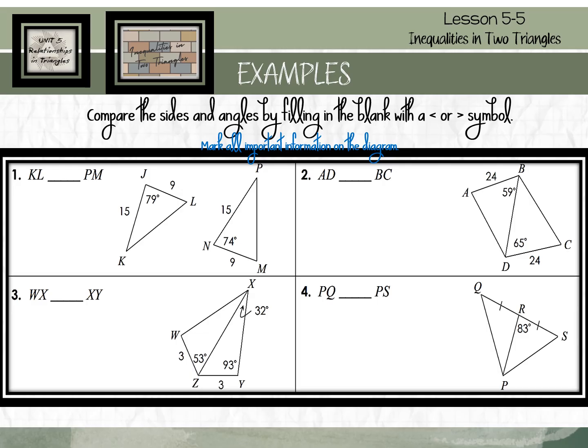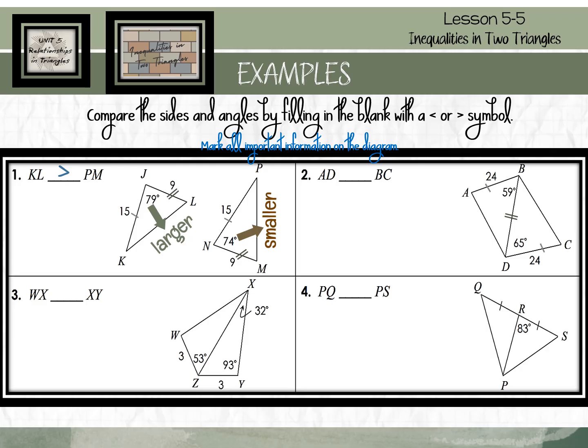Let's use this. We need two pairs of congruent sides. So we have 9's congruent and 15's congruent. We have the angles in between those. 79 is larger than 74, so the side opposite is larger than the one opposite the 74-degree angle. So there we go. Length of segment KL is greater than length of segment PM.